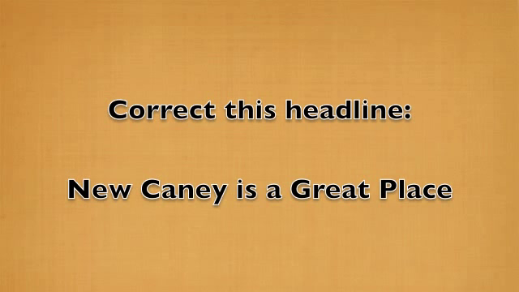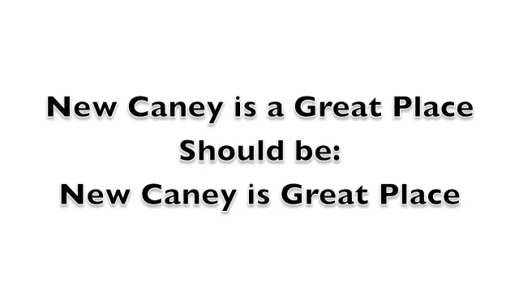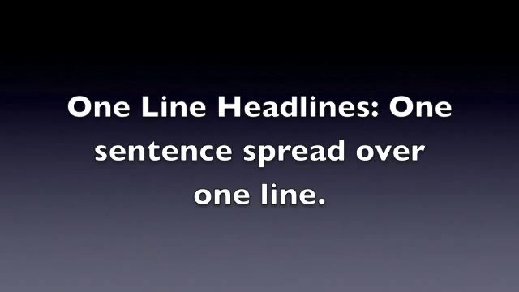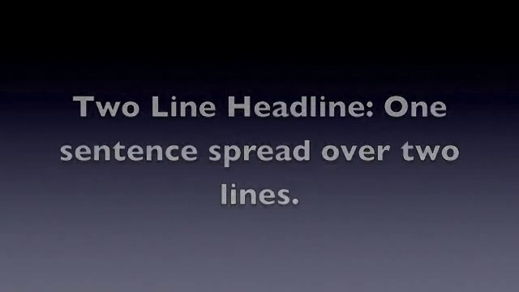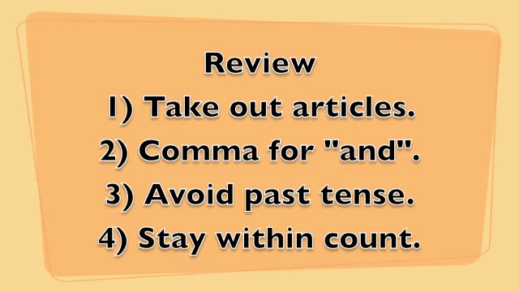Right, it has an a in it, so you have to take out that article. You probably say, yeah, New Caney is a great place. Remember, we're dealing with one-line headlines where you have one sentence spread out over one line. You can have a two-line headline, which is one sentence spread out over 2 lines. And remember the rules? You summarize your story in a sentence, take out the articles a, an, and the, replace the ands with a comma, and remember, don't write past tense. And remember to keep your headlines within count.